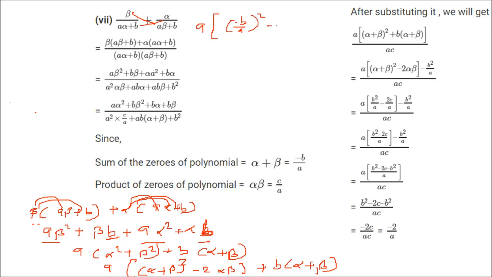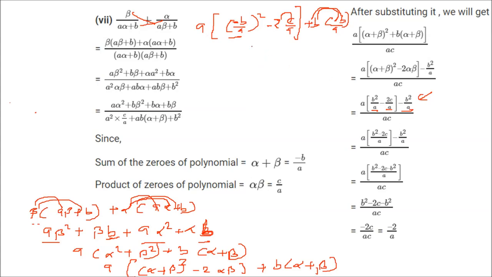Then we have minus 2 into alpha beta. Alpha beta is c by a. Close this, plus b into alpha plus beta, that is minus b by a. So this is basically your numerator. This is b square by a square, minus 2c by a, and then we have b into minus b by a, that is minus b square by a. Okay, numerator we got. Now let us turn to our denominator.